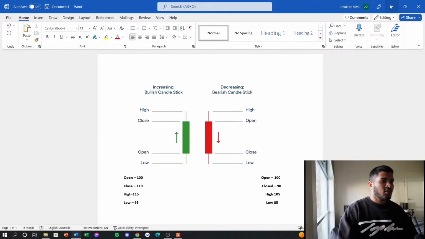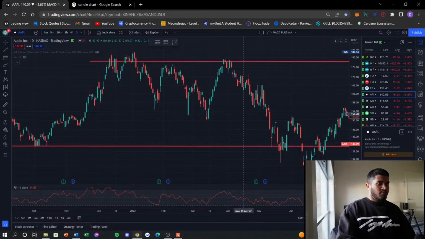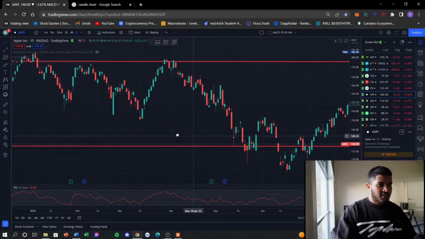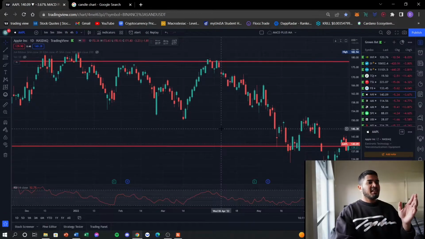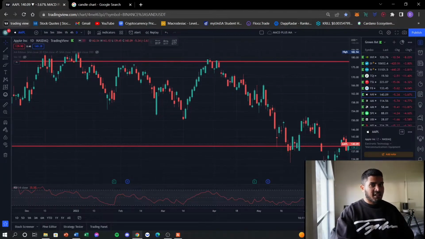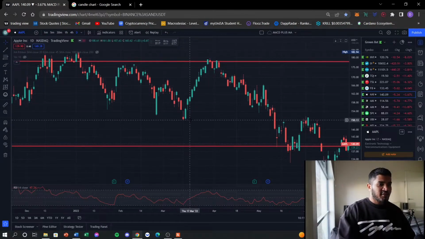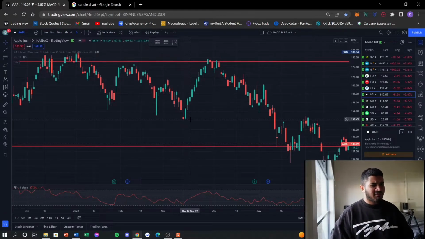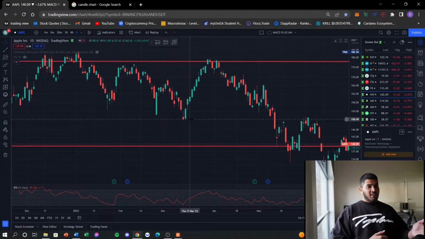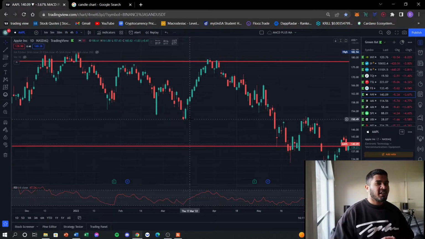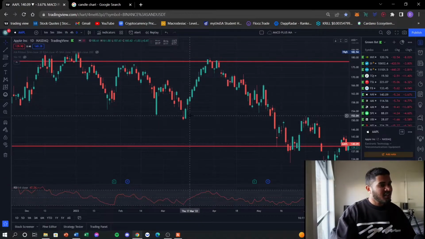So let's just go through an example. This is TradingView, as you can see here. It's a platform that I use. It is a paid platform, but you can use it for free. The only downside is you do get ads. I don't want ads on my screen because it can be a bit distracting, so I have to pay a premium to get rid of the ads, which is a bit annoying.